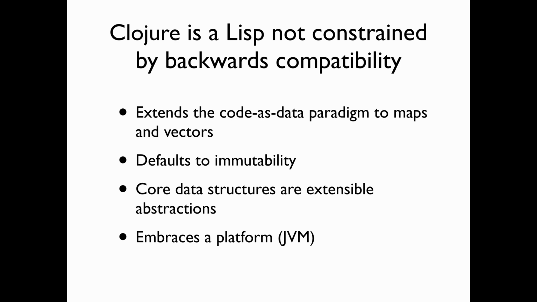And Clojure directly embraces a platform, not having any backwards compatibility issues. There's a unification of types that's pretty extensive between Clojure and Java.